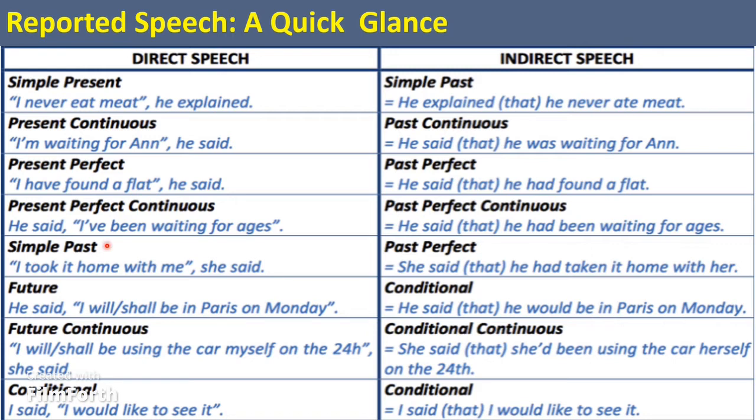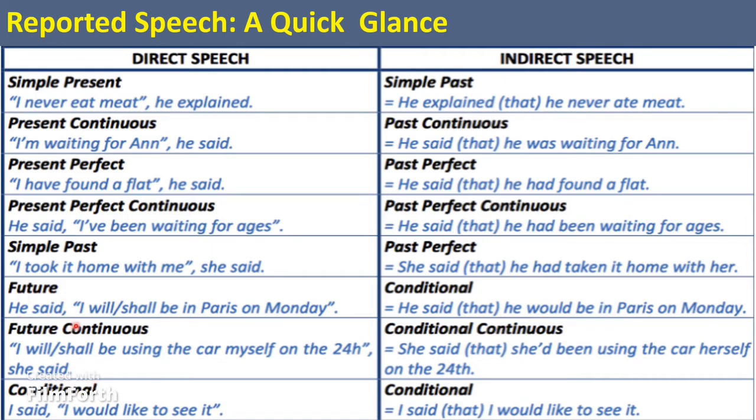Simple past. It becomes past perfect. Keep that in mind, children. "I took it home with me," she said. She said that, sorry children, he had taken it home with her. Here it has to be she, not he. That's a grammatical mistake. So she said that she had taken it home with her. Simple past becoming past perfect by the usage of had.